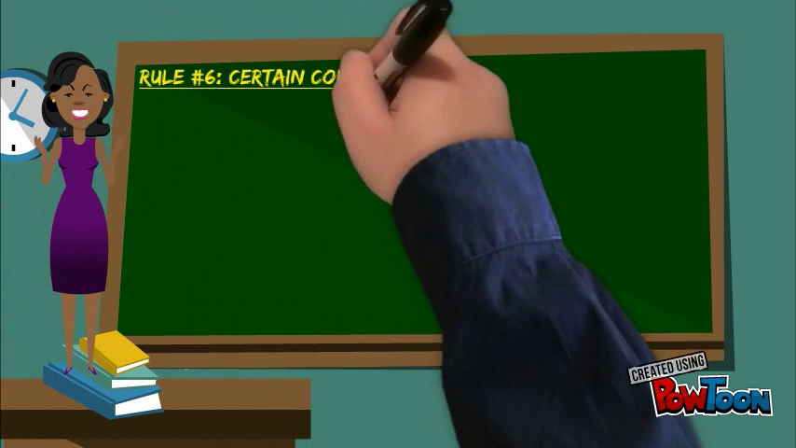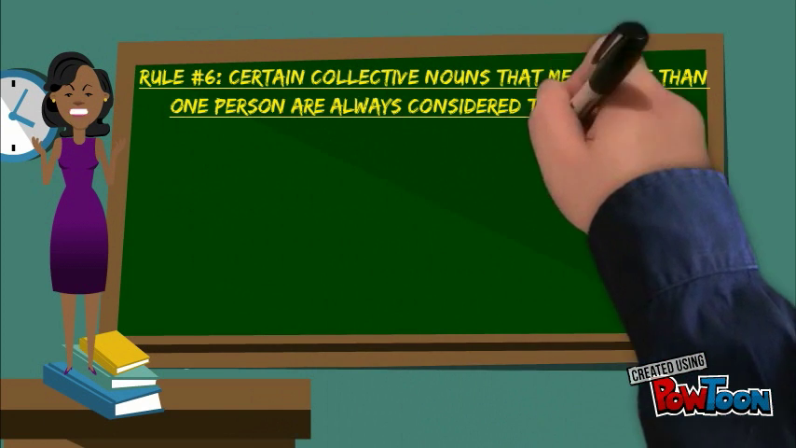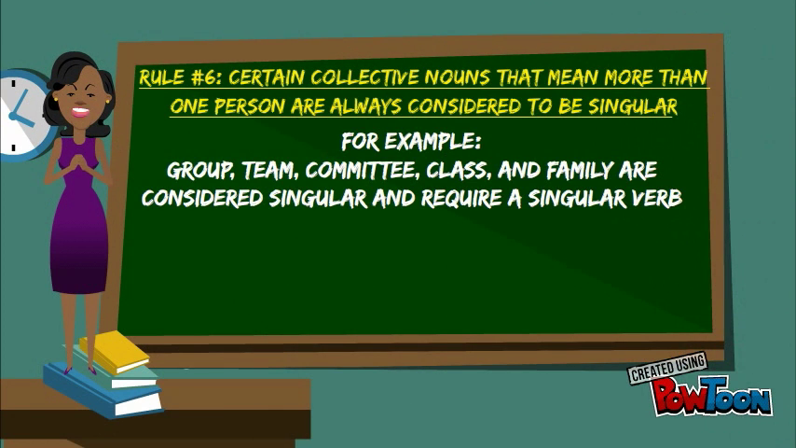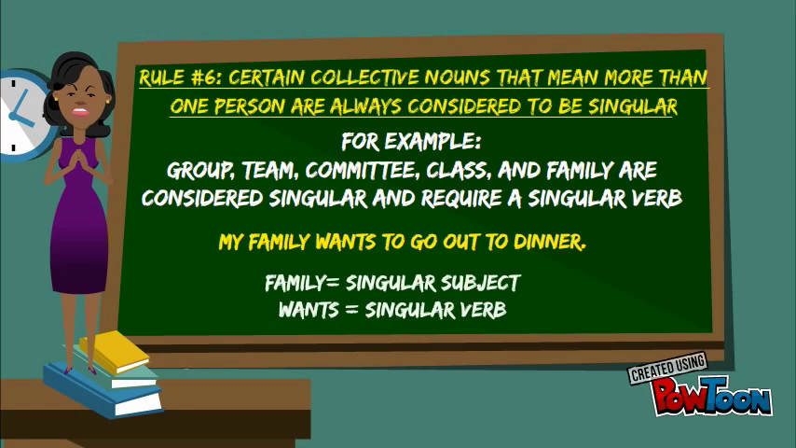Rule number 6, certain collective nouns that mean more than one person are always considered to be singular. View some examples of collective nouns below. If you see any of these collective nouns as your subject, make sure that you follow it with a singular verb, because these words are considered to be singular.